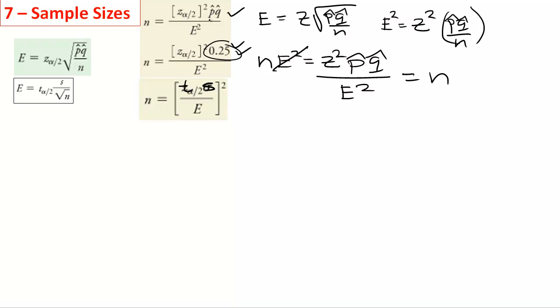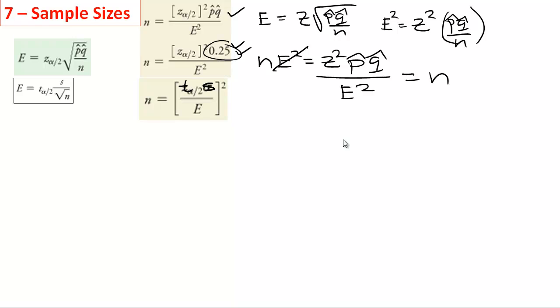If you let p get bigger than 0.5, then q gets smaller than 0.5, and when you multiply those two together, this number actually gets smaller. So by using 0.25, we've basically hedged our bets. No matter what size p hat is, the n that we get will now be good enough to keep our E within whatever size we want to keep it. Which also brings us to the idea that this isn't really a strict equal, right? It's going to be a greater than or equal.